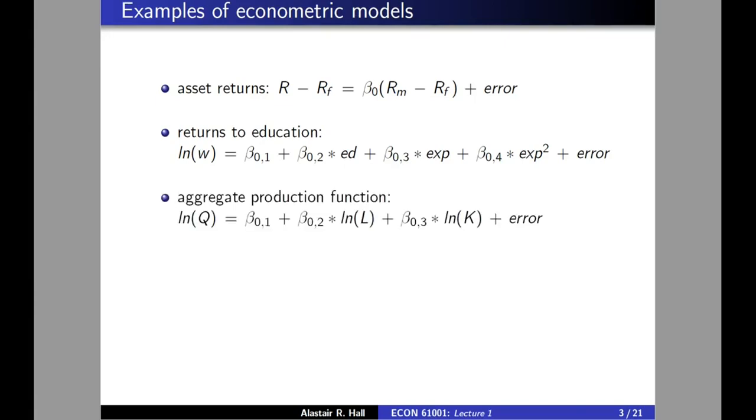Our third example involves an aggregate production function, here expressed using the Cobb-Douglas functional form. In this model, we're interested in explaining the aggregate production in the economy in terms of aggregate inputs, labor and capital stock. The parameters of interest here are those on the inputs, and beta naught 2 is of course the elasticity of output with respect to labor input, and beta naught 3 is the elasticity of output with respect to the capital stock.